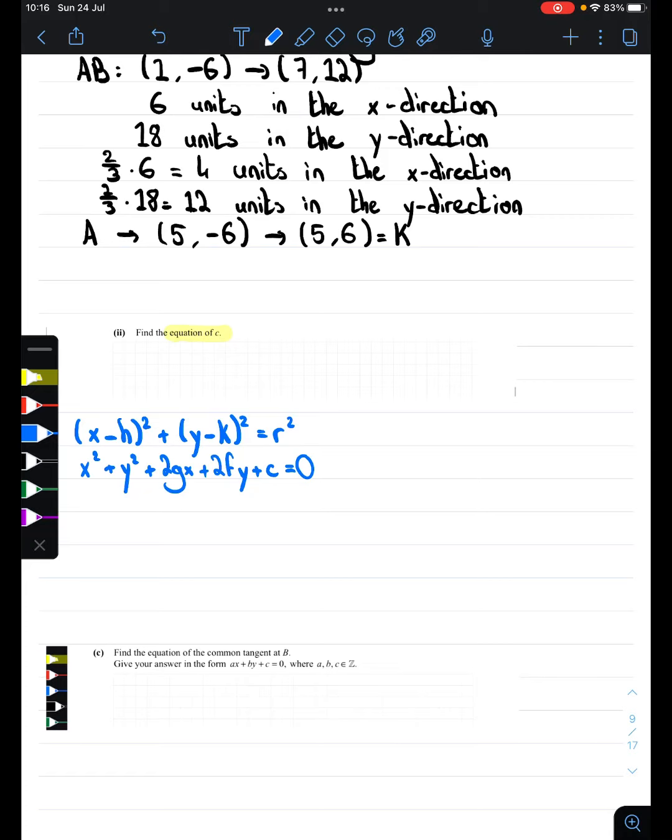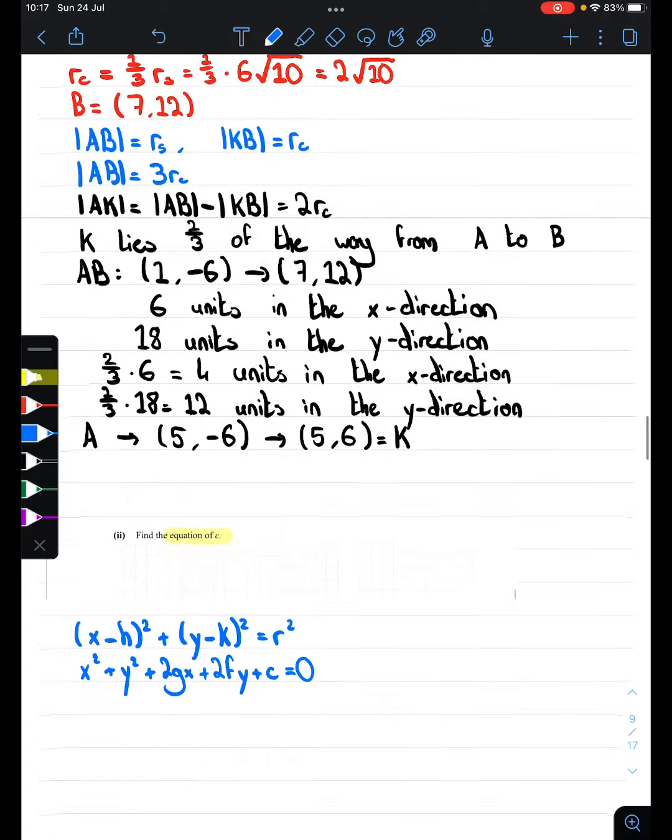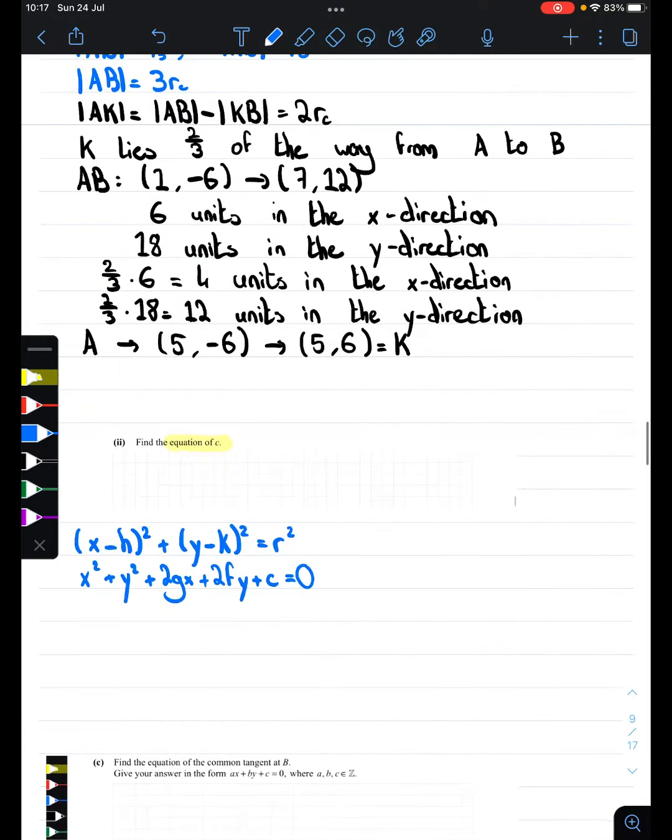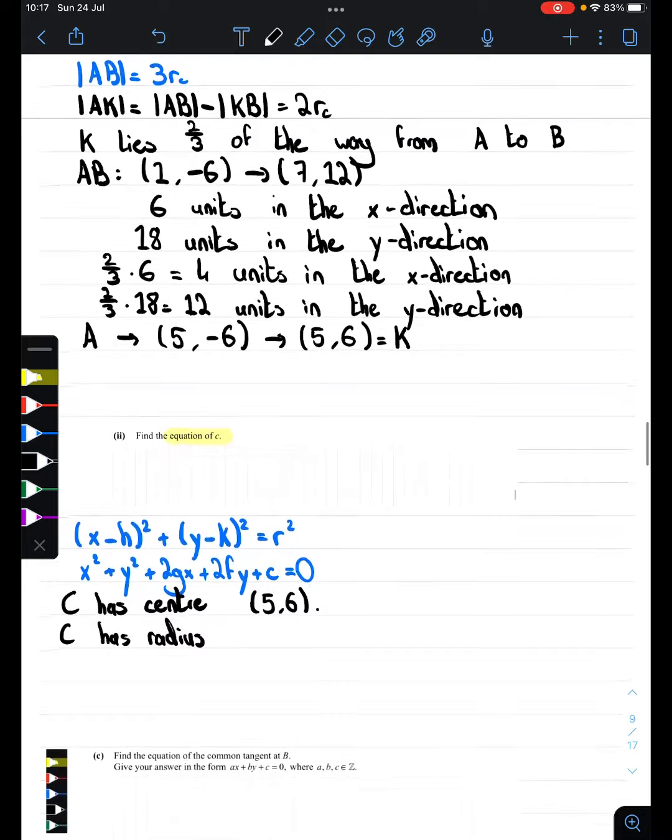Well, what do we know about C? Well, we know its center, so C has center (5, 6). And we actually know its radius. C has radius 2 root 10.